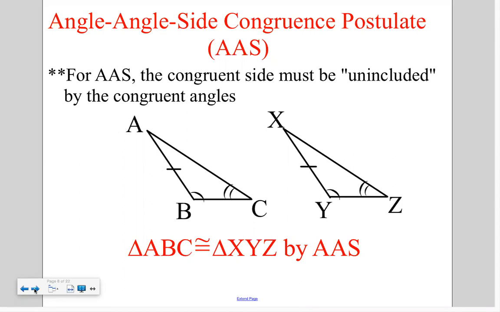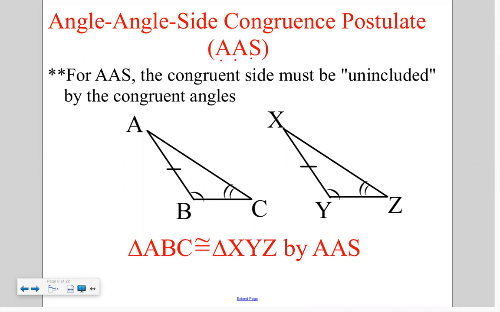Like in these two triangles, a lot of times I go clockwise, or I go in the order that the postulate's written in. So angle, angle, side. We go double, single, and then our side. So in this triangle, we have to go double, single, and then our congruent side.